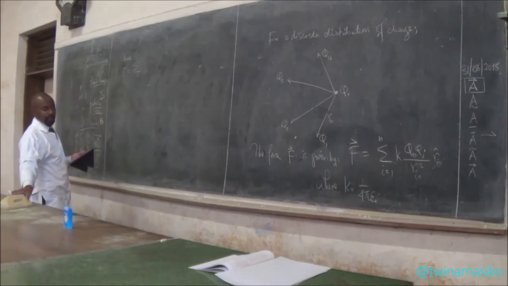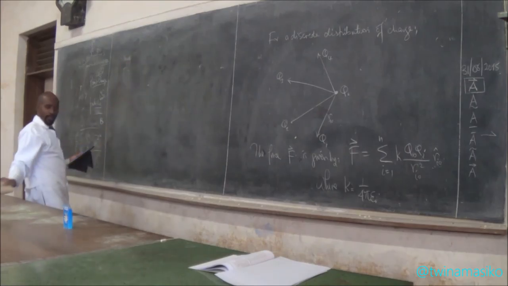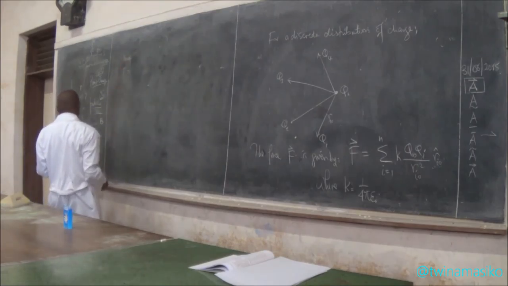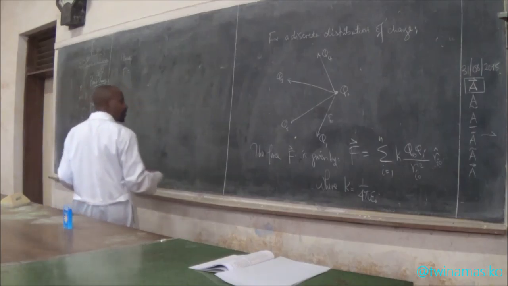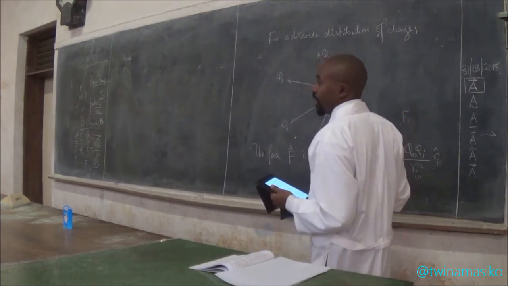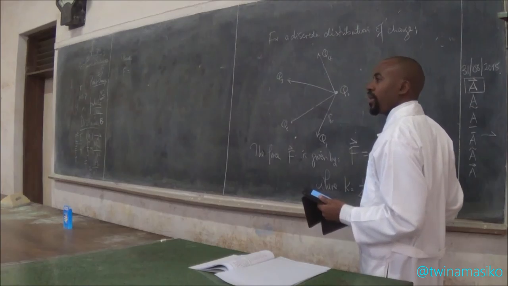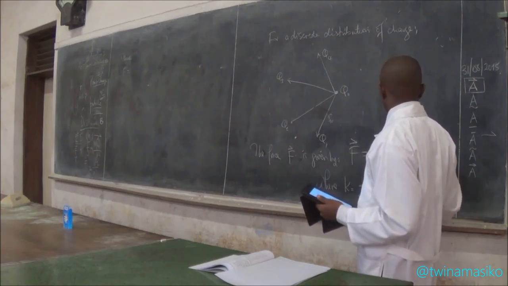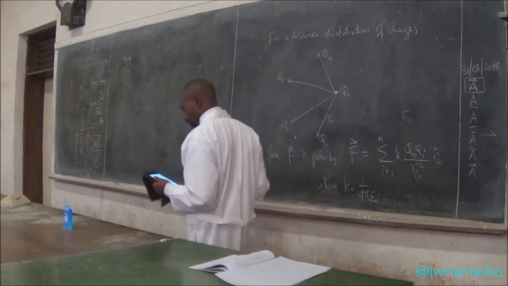So since I'm going to sum them up, I can say that each one will be... We shall be having F1 equaling Q0 Q1 over R10, and so on up to 4. This is for the 4 of them.